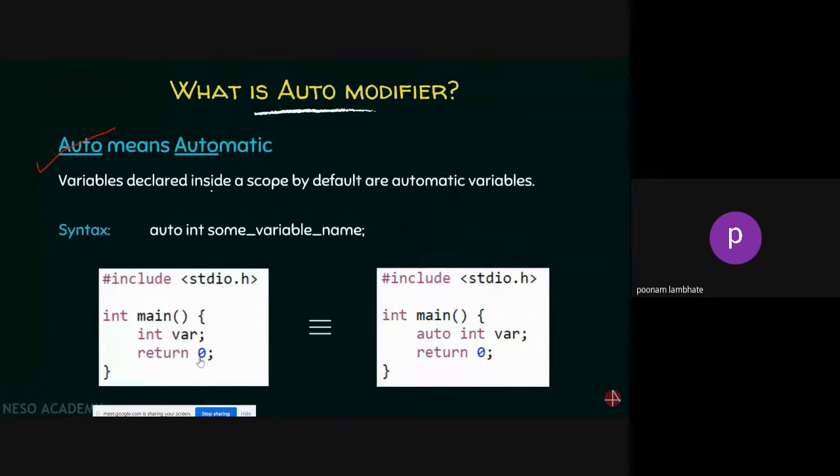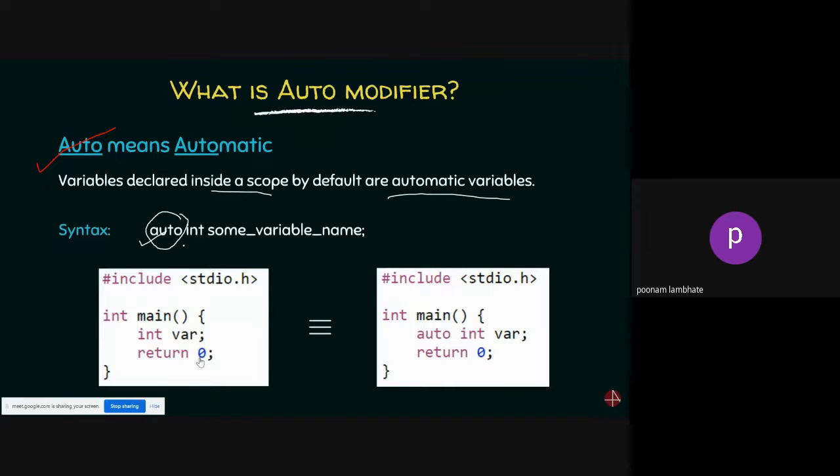Variables declared inside a scope by default are automatic. The syntax is the auto keyword. Have we seen this auto keyword before this lecture? Do you remember? We have seen it in functions, okay?